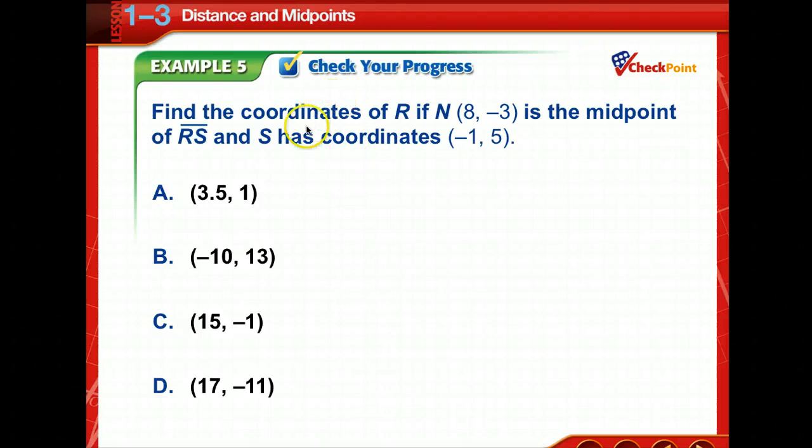Okay, check your progress. Let's read this. Find the coordinates of R if N, which is (8, negative 3), is the midpoint of segment RS, and S has the coordinates of (negative 1, 5). So here we're being given a midpoint and an endpoint, and we're asked to find this other endpoint. So pause the video and substitute into the formula, then come back and check on your answer.